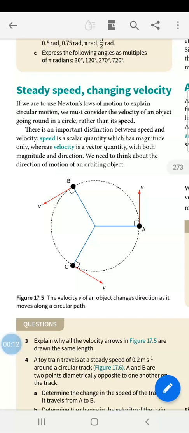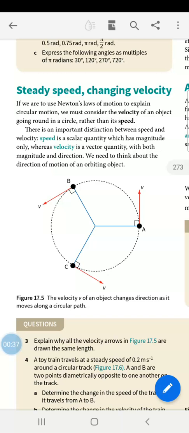Now, if you look at this figure 17.5, you can see that there is a central point. Around that point, an object is moving. That black dot is the moving object. Then at three different points A, B and C, they have marked the direction at which it is moving. So obviously you know that the direction is actually a tangent. At that point it is at the tangent.